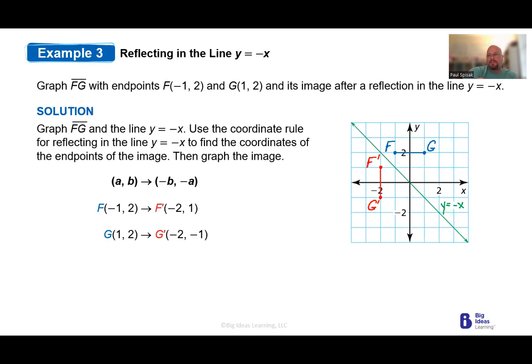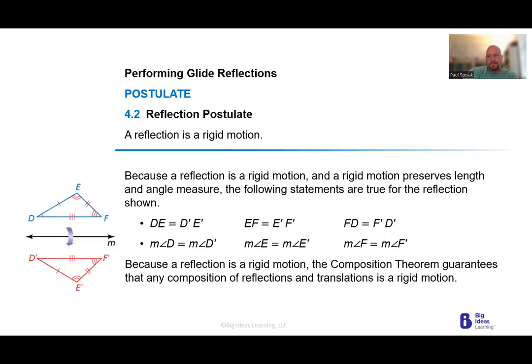And if you look at the image, you'll see it is a reflection in that line. And if you want to see the reflection better, you can take your paper and actually turn it so that the line of reflection is vertical. A lot of times, if you're looking at the line of reflection vertically or horizontally, it's going to make it easier to actually see that it is a reflection.